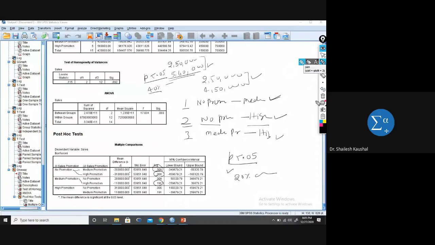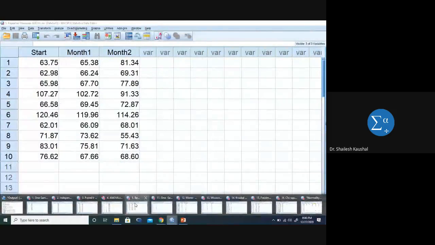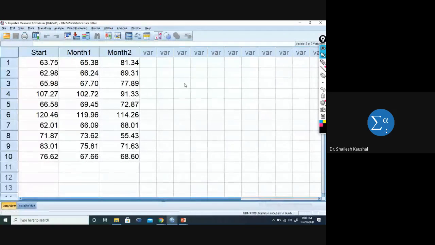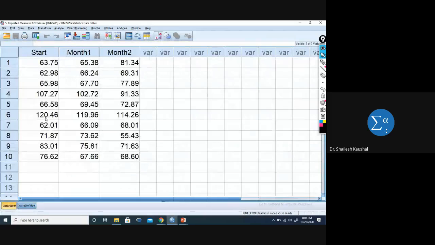Now we see the repeated measures case study. The case study is this. In this case study, there are weight readings of 10 participants. Baseline weight of the 10 participants: 63, 62, 65, 107, these are the weights. And in this training program, after 1 month, the weight is increasing.